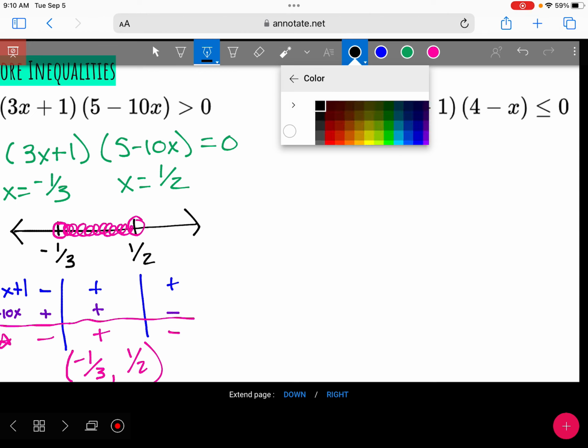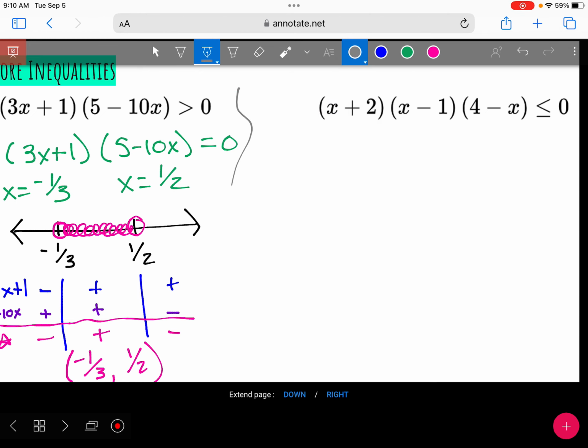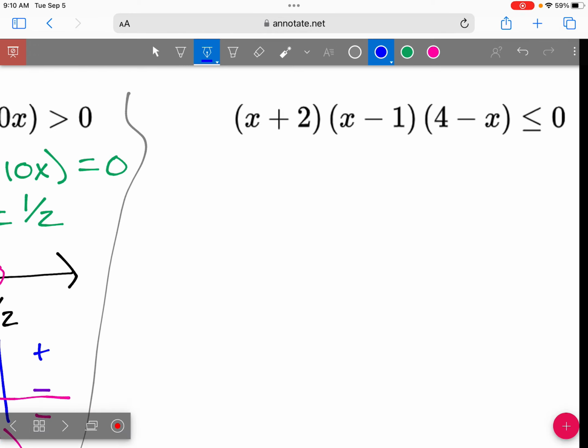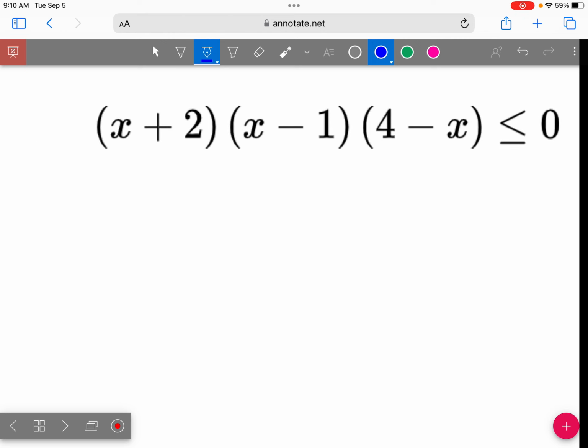We're going to do another one of these now that we know what the heck we're looking at. Maybe it'll make a little bit more sense. That's just a barrier so that we can tell the two problems apart. We start with where are our zeros? So on this one, where are our zeros? -2, +1, and +4.